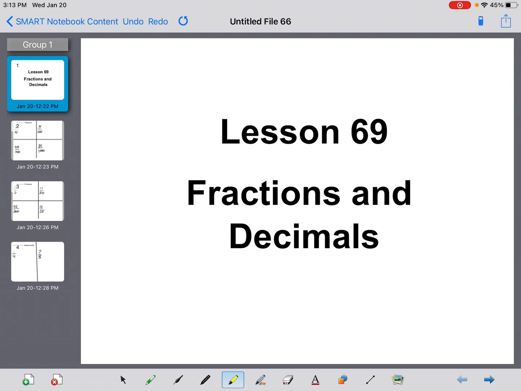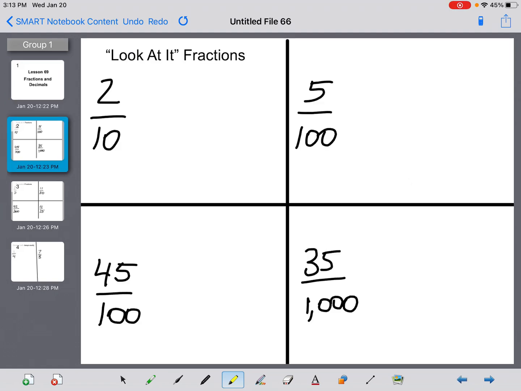Here we go, grade 6 lesson 69, fractions and decimals. Now, yesterday in math, we went from decimals to fractions, and today we're going to be doing the opposite, going from fractions back to decimals. So a lot of the same things will apply, but there are a few new things to learn as well. So we're going to start with some pretty easy examples.